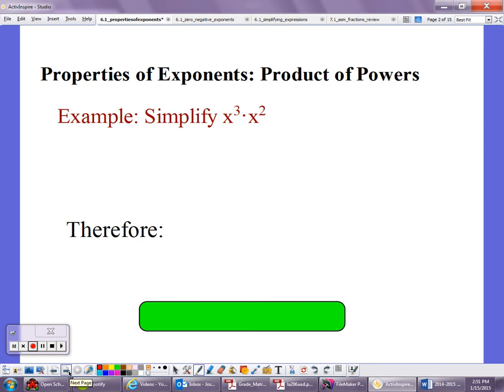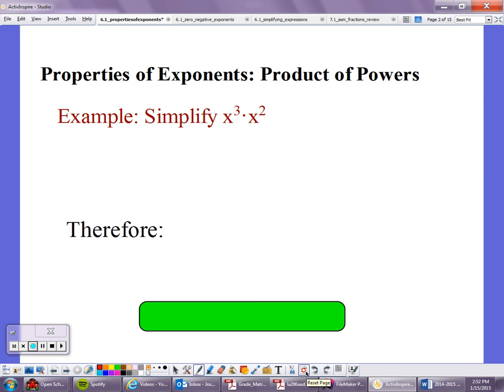So we're given something like this: simplify x cubed times x squared. Now, the first thing I want to note is that both of these are the same variable to different powers, and we're multiplying them together. Product means multiplication, so we've got the multiplication symbol in there. So we are asked to multiply x cubed times x squared.